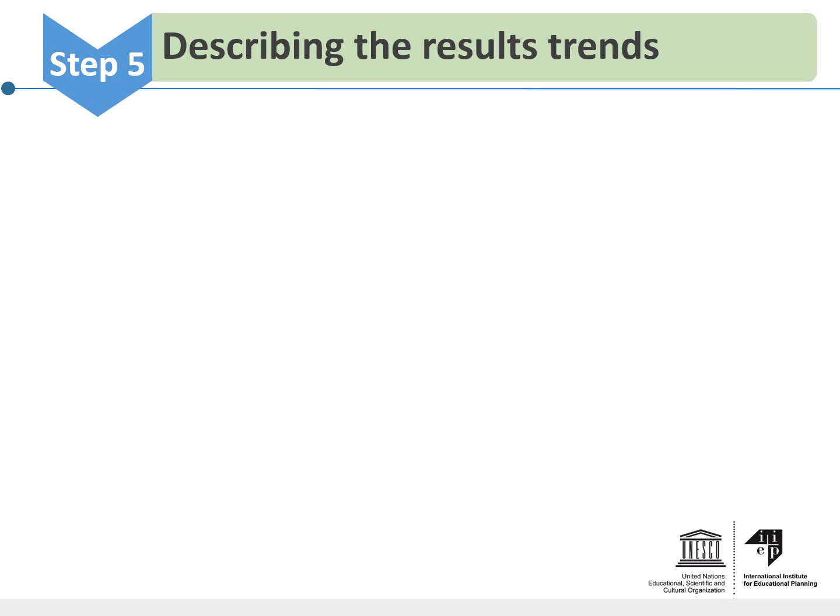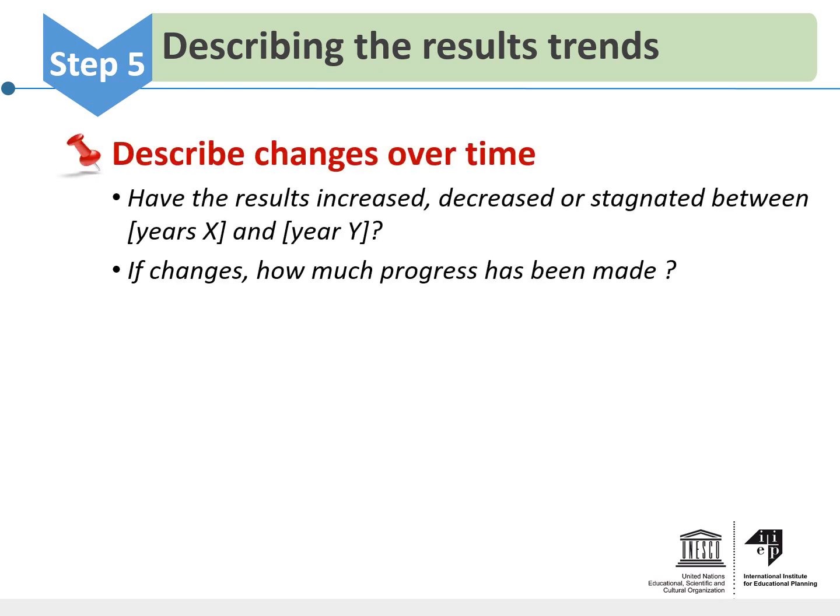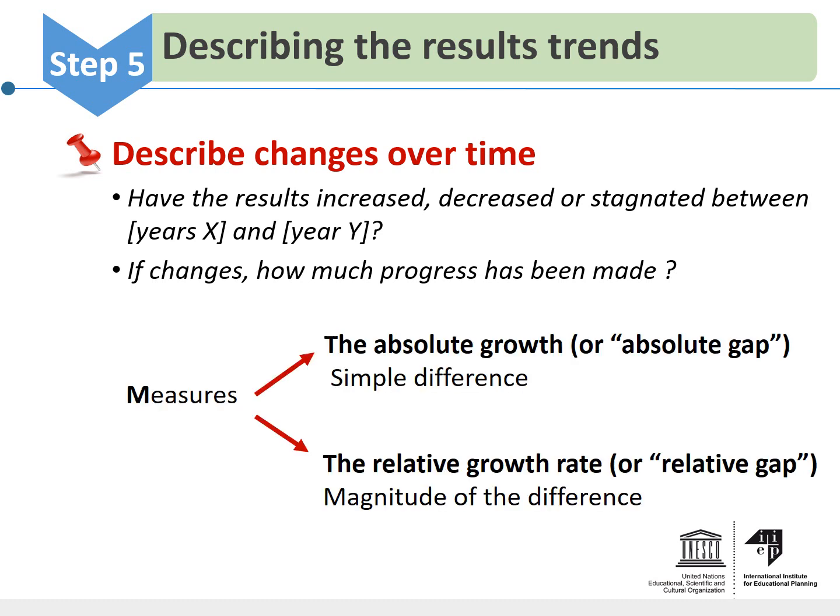After that, in step 5, when describing the results, you should also describe changes over time. Have the results increased, decreased, or stagnated between year X and year Y? If there are changes, how much progress has been made between year X and year Y? In the dummy table, 2 measures are proposed in the last 2 columns to analyze the trends of an indicator between 2 periods of time.